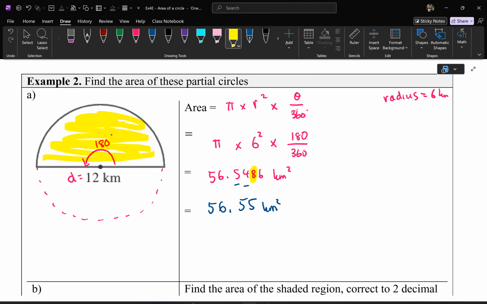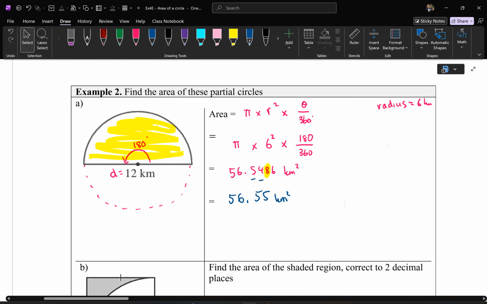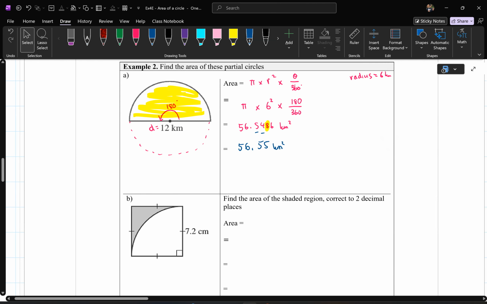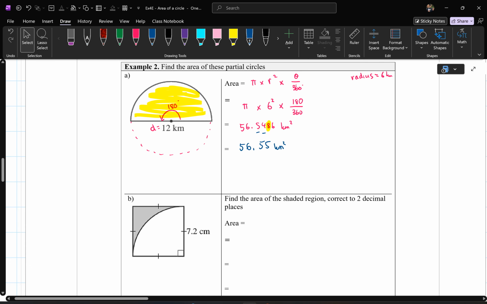Okay, so if you round it to 2 decimal places, you check the third digit. Is it 5 or more? If it is, you round up the last digit by 1. Okay? Very good. Let's do a bit of problem solving. How do you do this problem now? So I want the area of the shaded region, which is this bit.